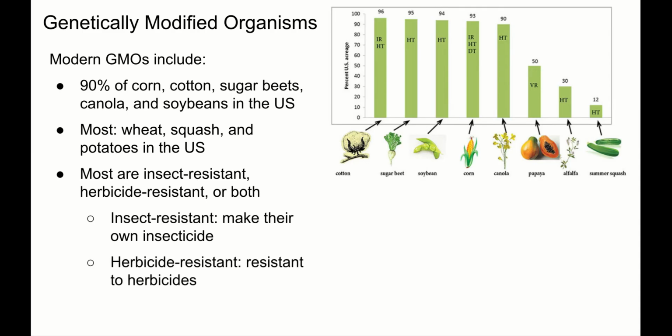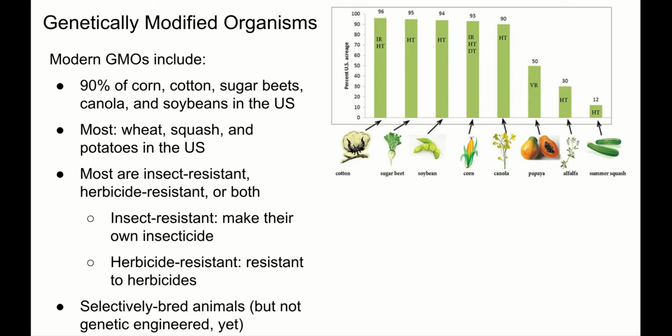The herbicide resistant crops are resistant to herbicides, which means that we can spray herbicides kind of indiscriminately all over our field, and the herbicide resistant crops won't die from the herbicide. So we can spray a really powerful herbicide, like Roundup especially, all over our field, and while Roundup kills most plants, it will not kill our crop of interest, and it will kill all the weeds that are around it.